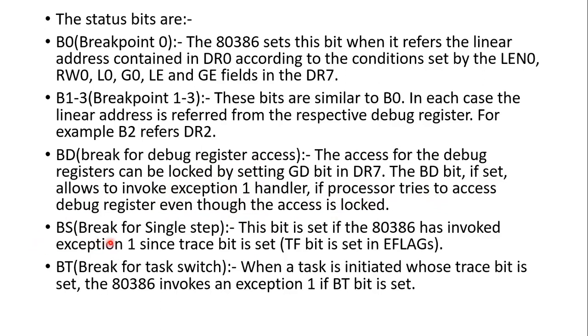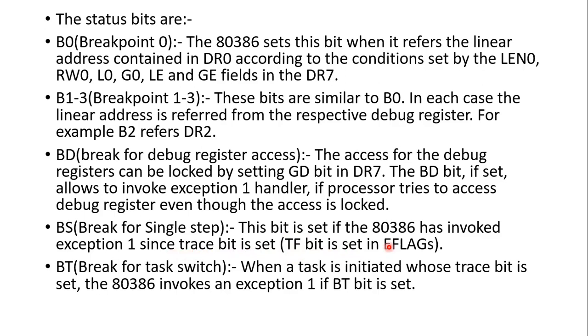Then next is the break for single step. This bit is set if the 80386 has invoked exception 1 since the trace bit is set. Since the trace bit is set means what? Your TF bit, the trap flag, is set in the flag register. This adds a break for a single step. Whenever a single step occurs, it will add a break. Then again, a single step, it will add a break.